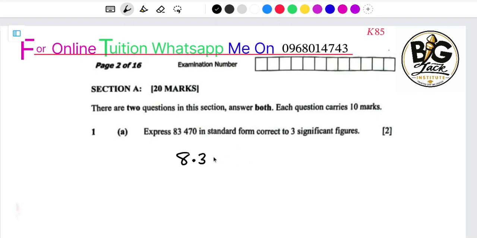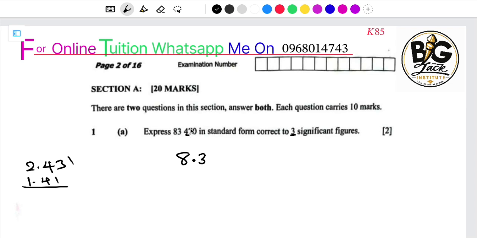Remember, they want 3 significant figures. So you have to get something like 2.43. These are 3 significant figures. Or 1.41. These are 3 significant figures. But if I include 1 here, these are going to be 4 significant figures. But remember, the number after 4 is greater than or equal to 5.